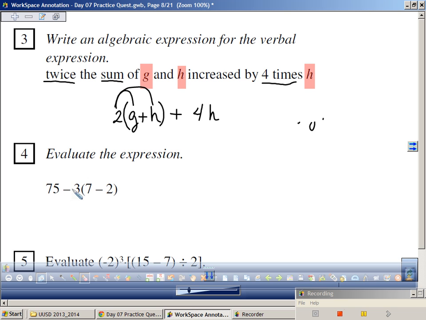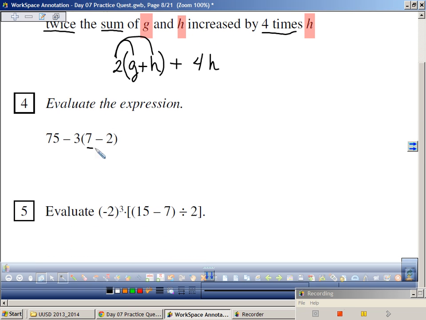Evaluate the expression 75 minus 3 times the quantity 7 minus 2. Where do I begin? Parentheses. Good job. Right, Gemma? Or grouping symbols first. So 75 minus 3 times the quantity, what? 5. What property did I just use? I just substituted 7 minus 2 for 5. Whenever you're simplifying like that, most likely you're using substitution, correct?